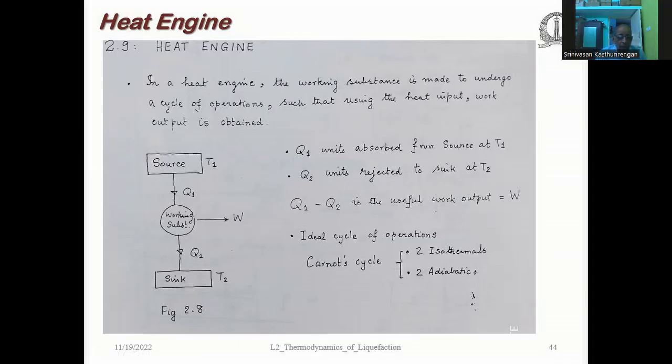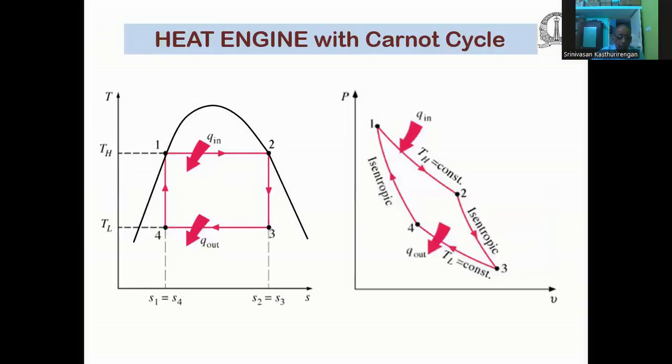Now, what is the best heat engine that one can have? That heat engine is nothing but the Carnot cycle. The Carnot cycle consists of two isothermal processes and two adiabatic processes. Okay, that is your Carnot. Now, the heat engine with the Carnot cycle can be described either in the PV diagram or a TS diagram.